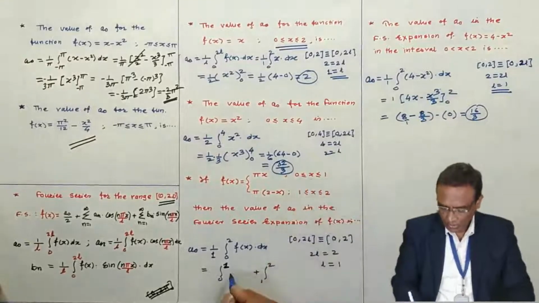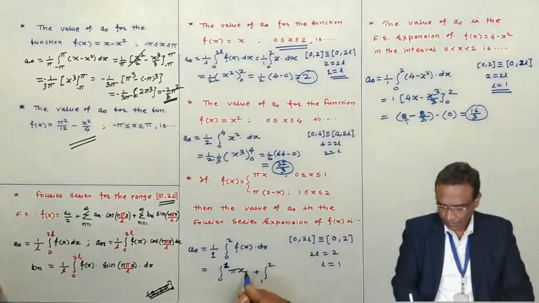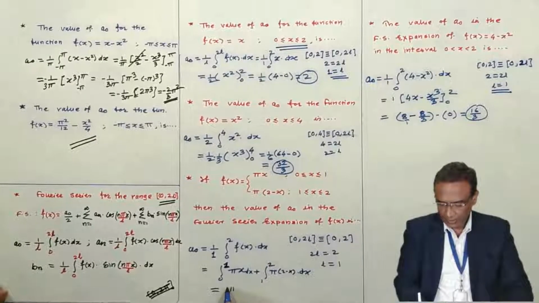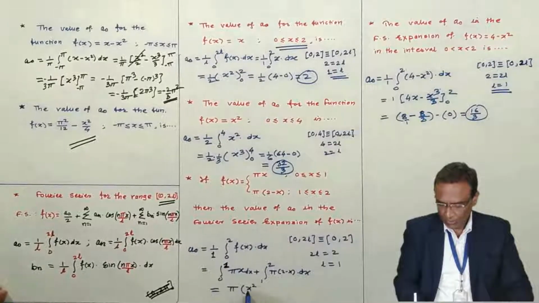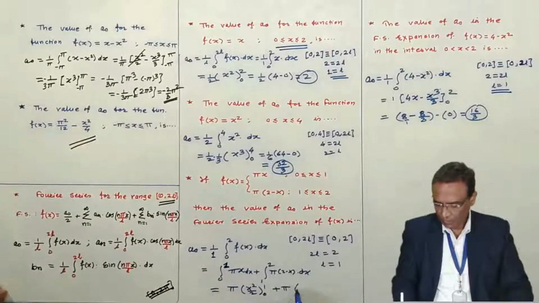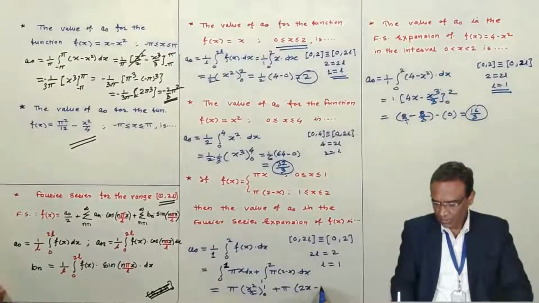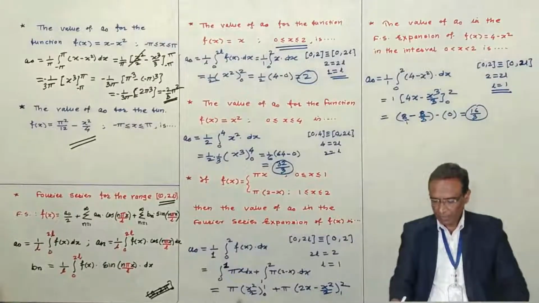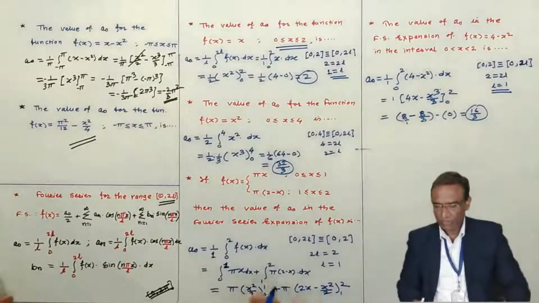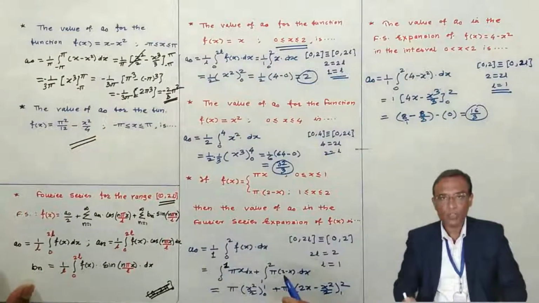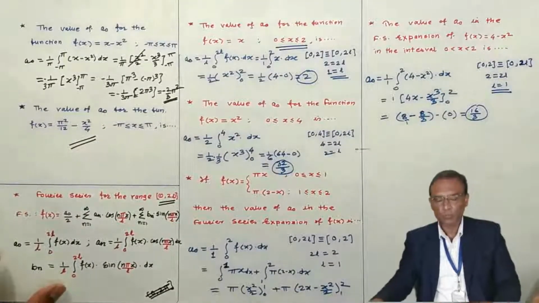f(x) for 0 to 1 is pi x, and take integration directly. Integration of x is x squared by 2, lower limit 0, upper limit 1. Integration of 2 is 2x, integration of x is x squared by 2, from 1 to 2. And put upper limit, lower limit. Okay, you will get the value of a0. We don't have sufficient space here, so this part is only for you.